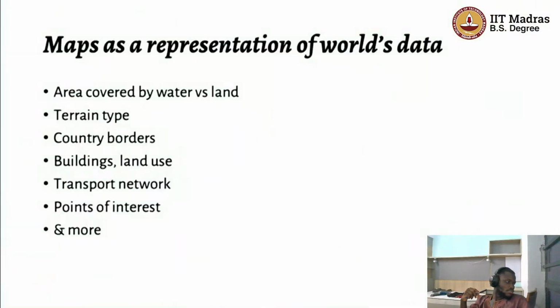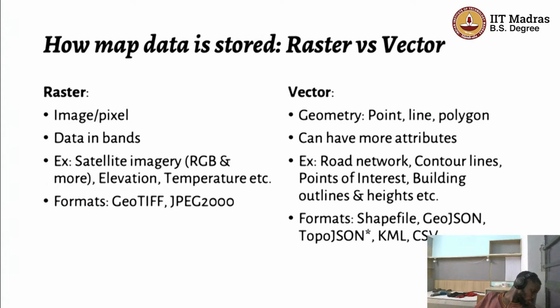Right? So maps by themselves would represent a bunch of things. They would have either things that are naturally available, like water, land, terrain types, or things that humans have come to agreement on, like country borders, or things that humans have built, like land use, buildings, transport networks, points of interest, etc. Right? Usually, you would store this map data in two forms. So you would either have something that's called raster or something that is called vector. Now this is probably the only slide that gets fairly technical.